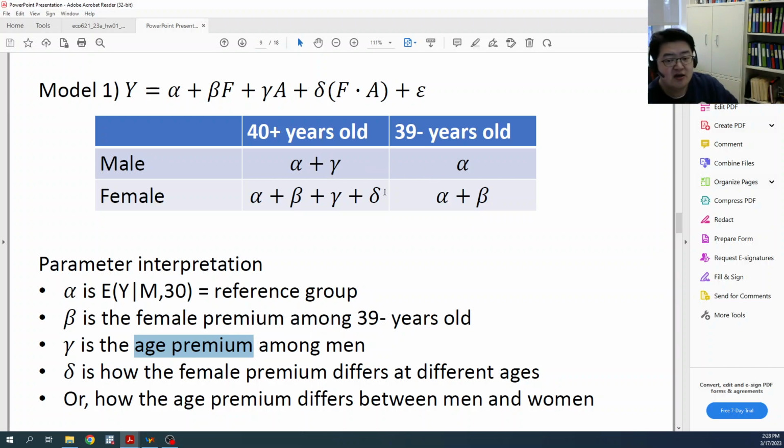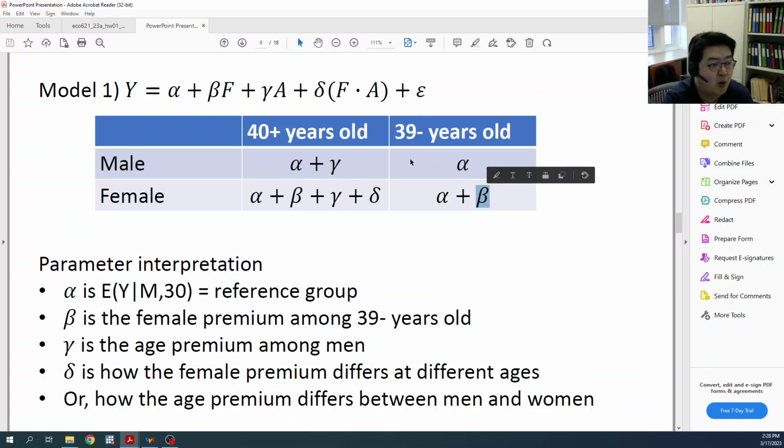Then finally, delta is tricky. Delta is tricky, but after simple mathematics, try by yourself, you should be able to interpret this, isolate this, as how the female premium differs at different ages. Put it this way. Female premium was beta among 30 years old. But among 40 years old, the female premium is beta plus delta. So difference between these two groups. So female premium is beta plus delta for 40 years old and beta for 30 years old.